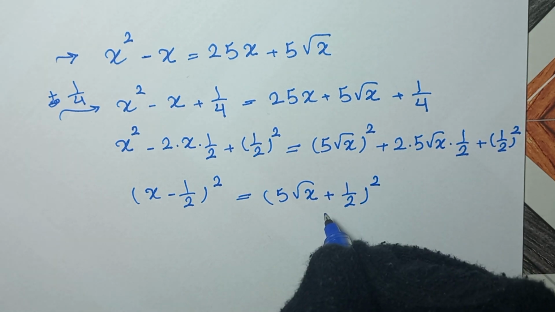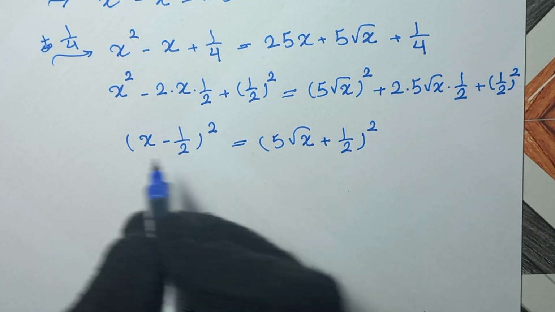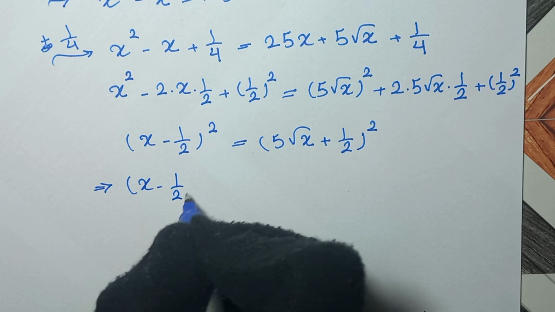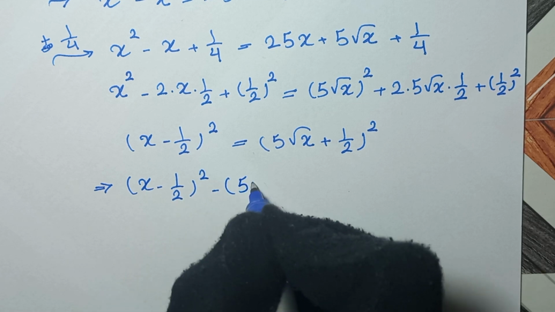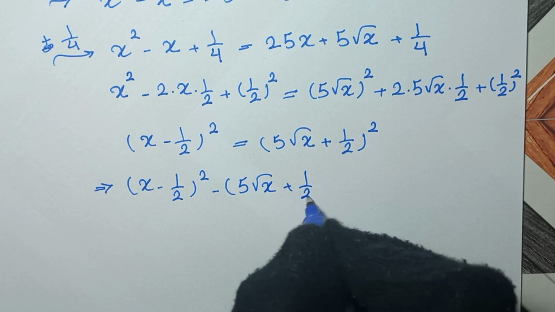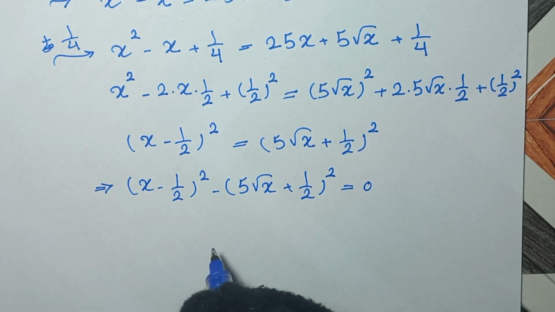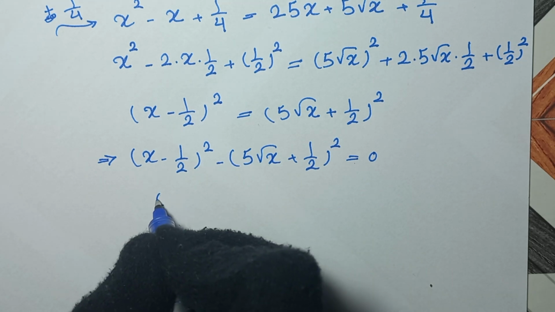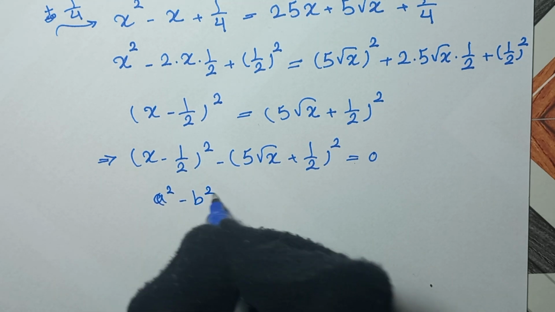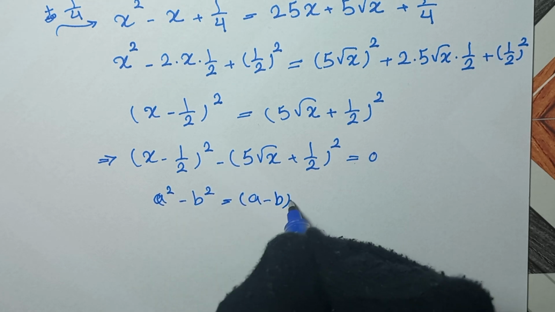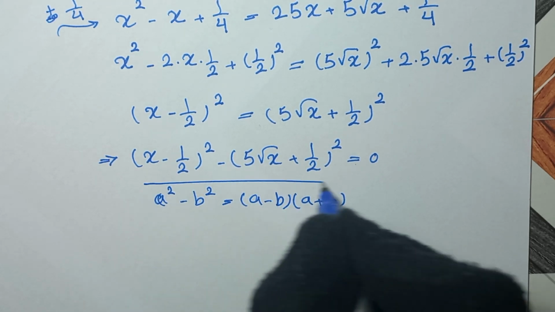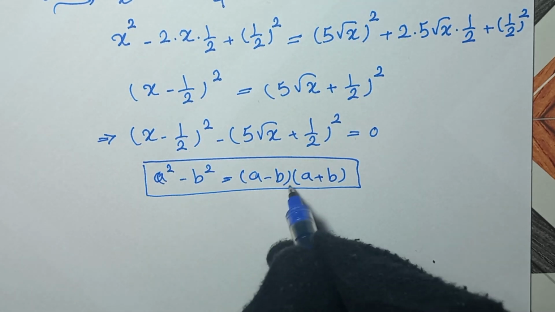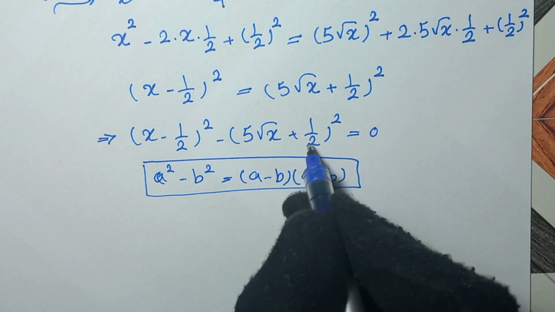And in the next step, we take this to this side, and it will be x minus 1 over 2 to the power of 2 minus 5 square root of x plus 1 over 2 to the power of 2 is equal to 0. And here, this is in the form of a difference of two squares. If we have a squared minus b squared, we can write this as a minus b times a plus b. So a is x minus 1 over 2, and b is 5 square root of x plus 1 over 2.